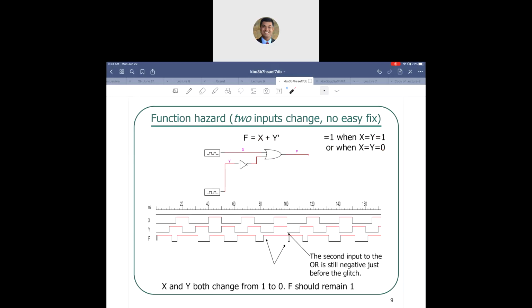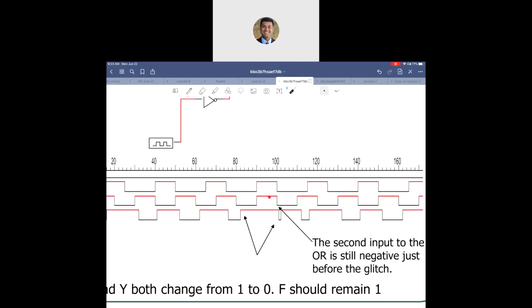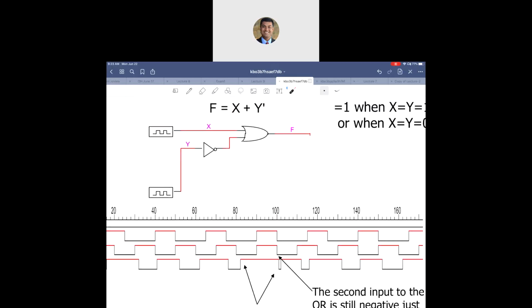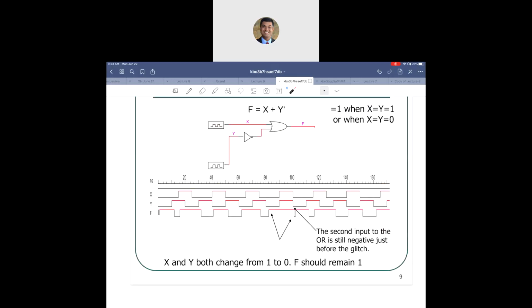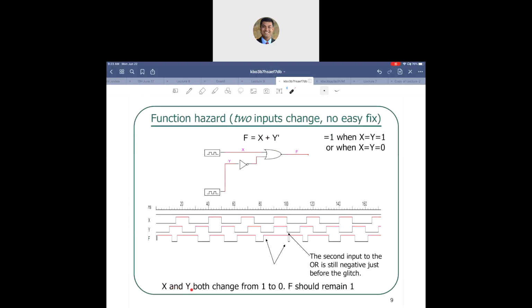But what if you change x and y at the same time, what happens then? Well, you can see that if x and y change at the same time, due to this little NOT gate present, you are going to have accidental outputs over here. You wanted f to be 1. But you can clearly see that when you go from 1, 1 to 0, 0, you got an accidental 0 there. So that is function hazard. X and y both change from 1 to 0. F should have remained 1, but it didn't.